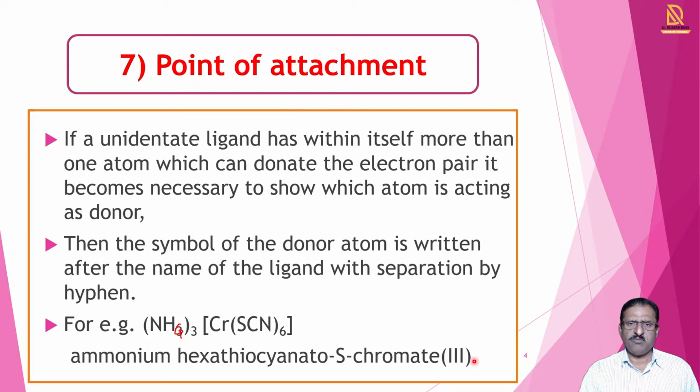This is the name of this complex, and in this example we show the point of attachment, that is, which donor atom is attached with the metal. Here the metal is chromium, and to that chromium sulfur is attached. So we write the cyanato-S chromate. So this is the name.